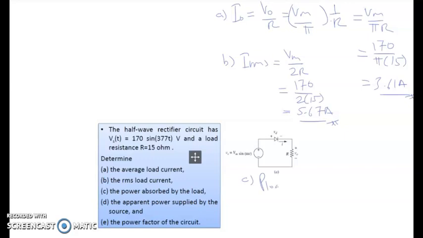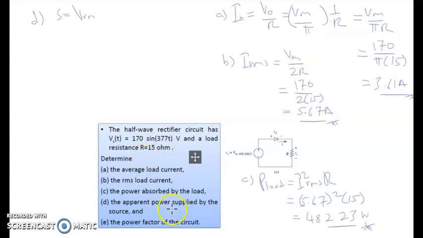So what is the amount of the absorbed power by the load? So P load equal to I square RMS times R. So IRMS we calculated just now, 5.67 squared times 15. So it becomes 482.23 watts.